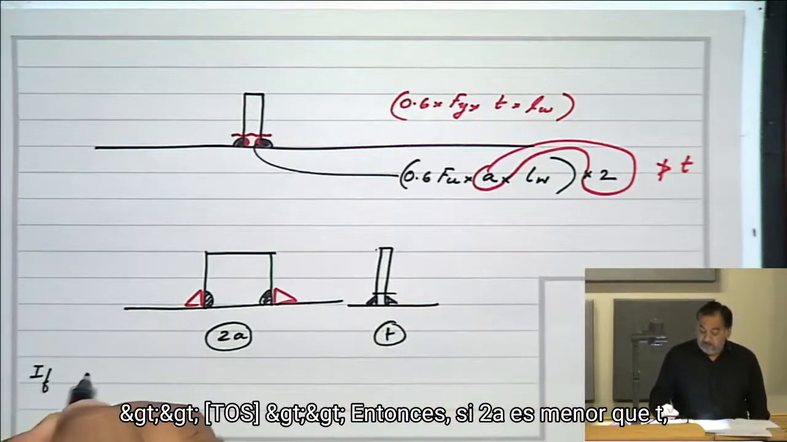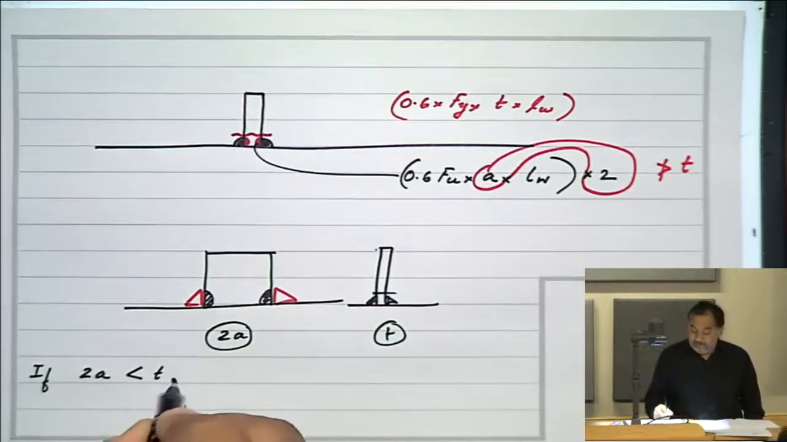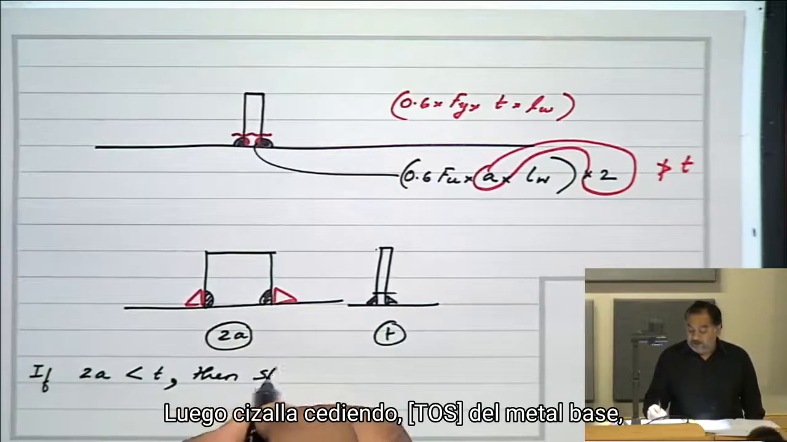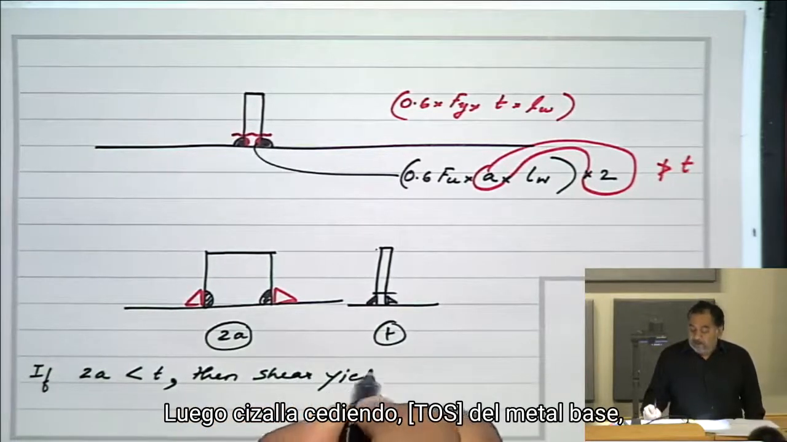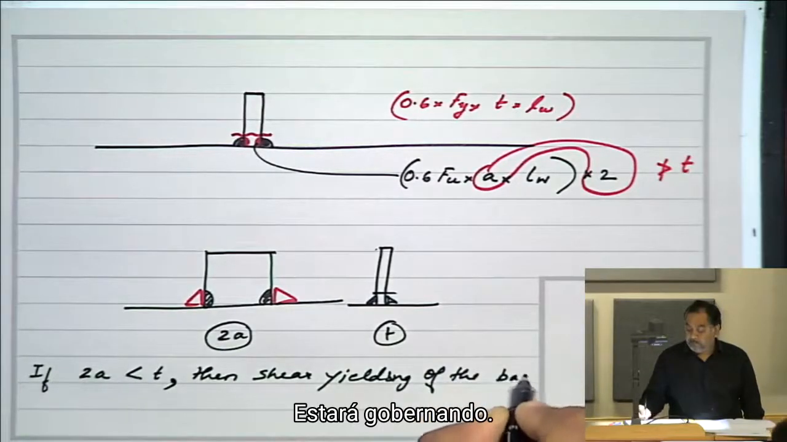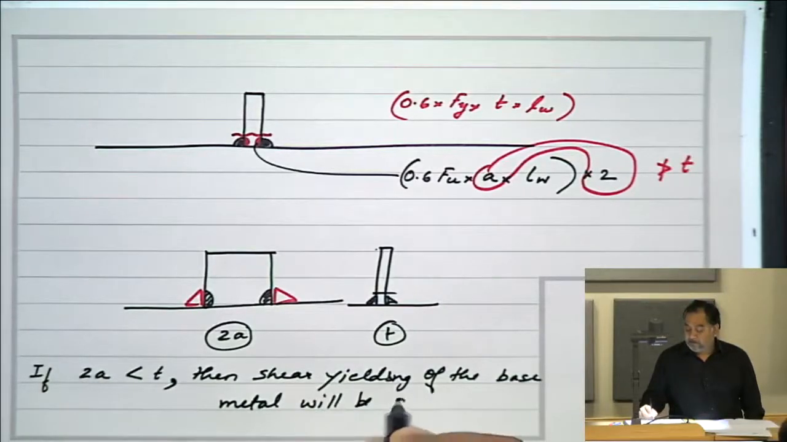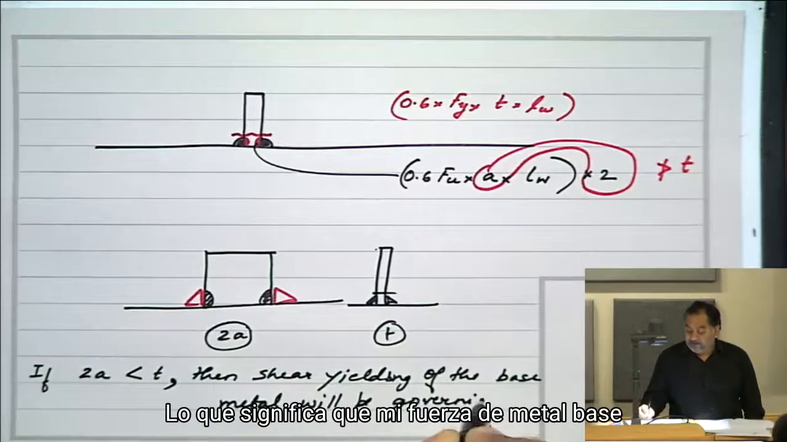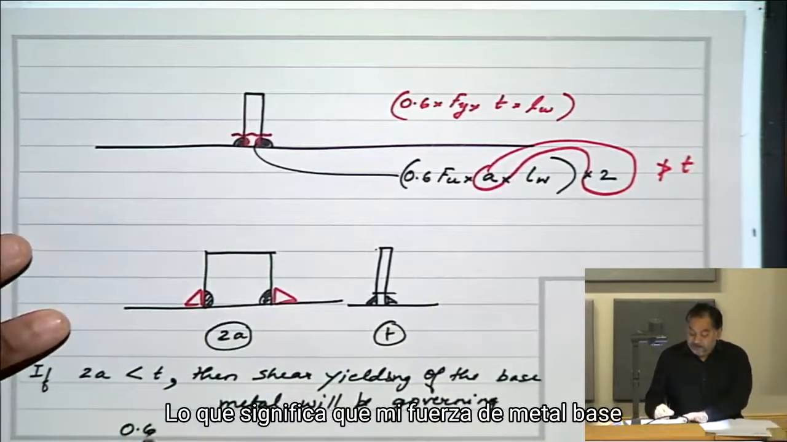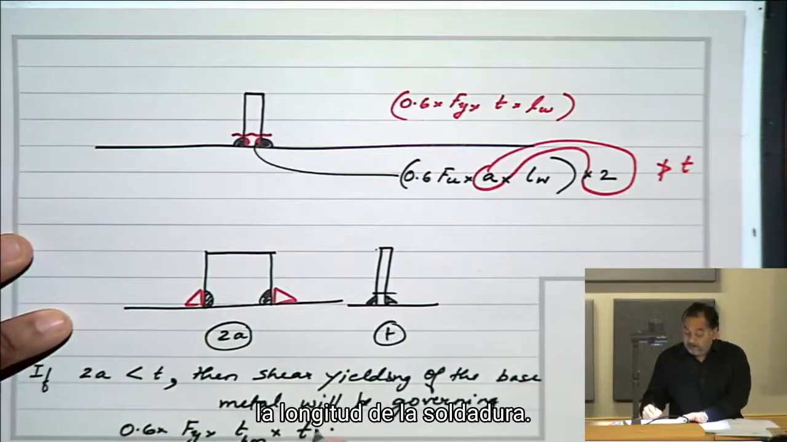So if 2A is less than T, then shear yielding of the base metal will be governing, which means that my base metal strength will be given by 0.6 times Fy times the thickness of the base metal, multiplied by Lw, the length of the weld.